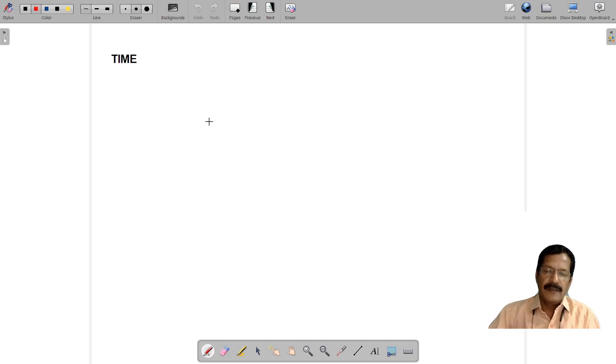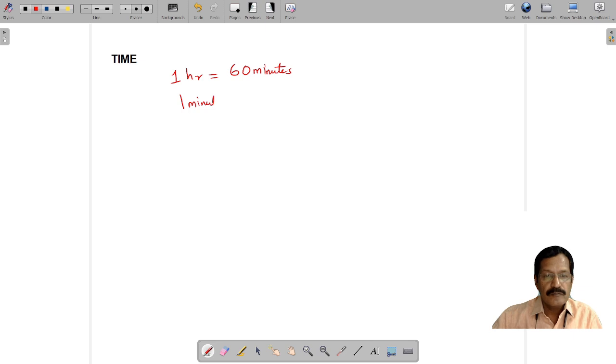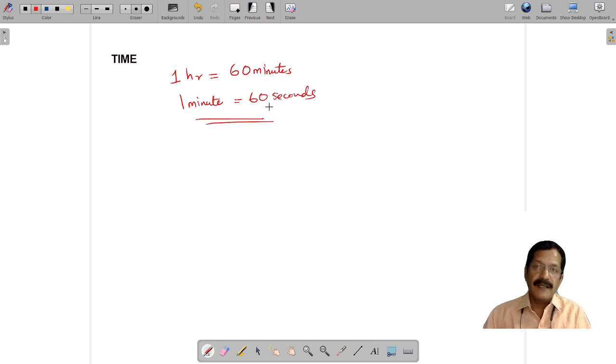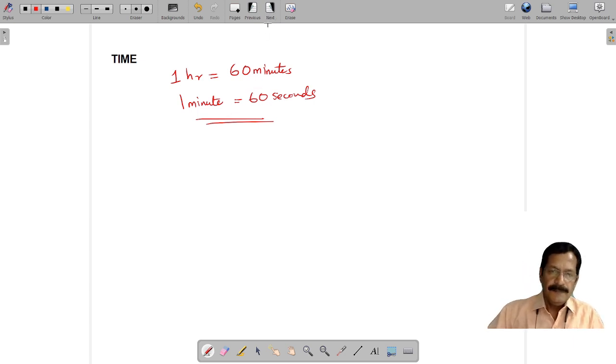Next, time. You know that 1 day is 24 hours. So what is 1 hour? 1 hour is equal to 60 minutes, and 1 minute is equal to 60 seconds. So these are the relations between hour, minutes and seconds. This is also required for us. Now, what is money? Everybody knows that 1 rupee is equal to 100 paise.